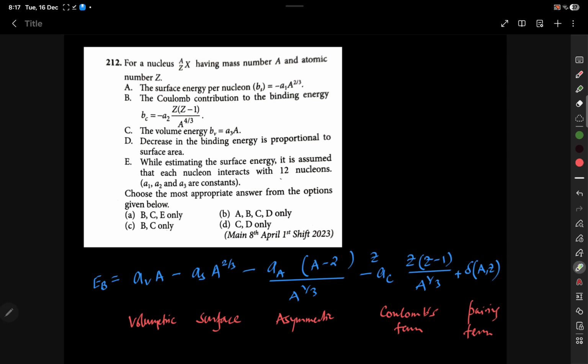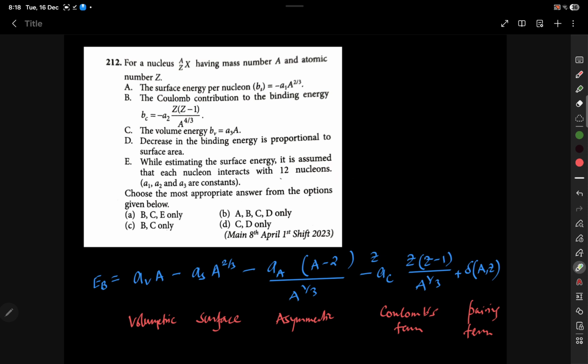The surface energy is given as per nucleon, but this is the total surface energy, so this option will not be correct. The Coulomb contribution to the binding energy, this should be A to the power 1 by 3, so this is not correct. The volume energy, this one is correct because this is clearly given. While estimating the surface energy, it is assumed that each nucleon interacts with 12 nucleons. Nowhere has it been mentioned that each nucleon will interact with 12 nucleons.